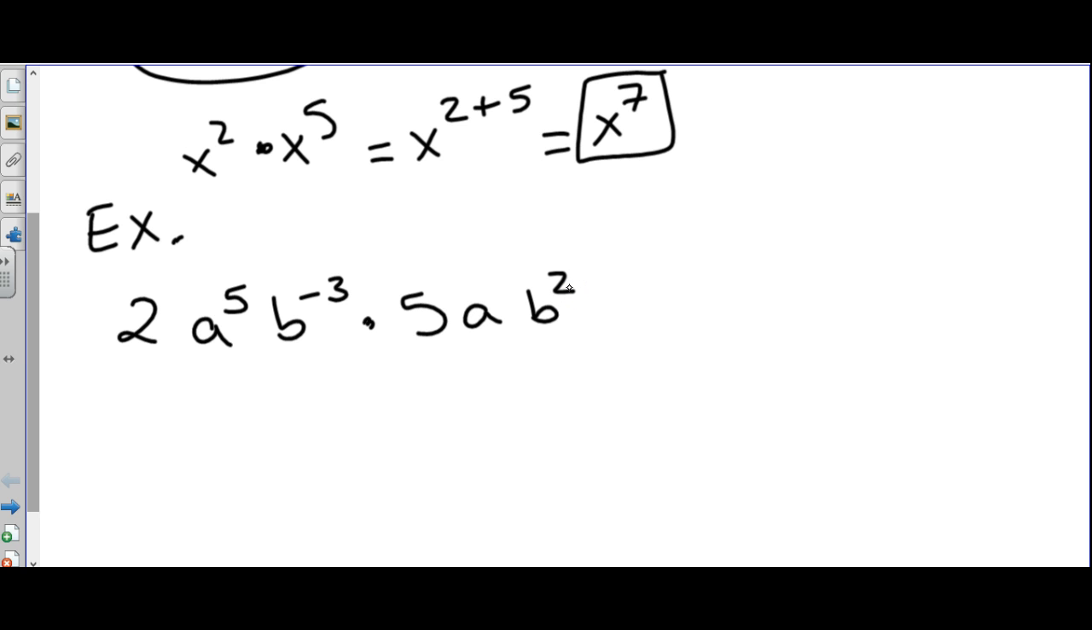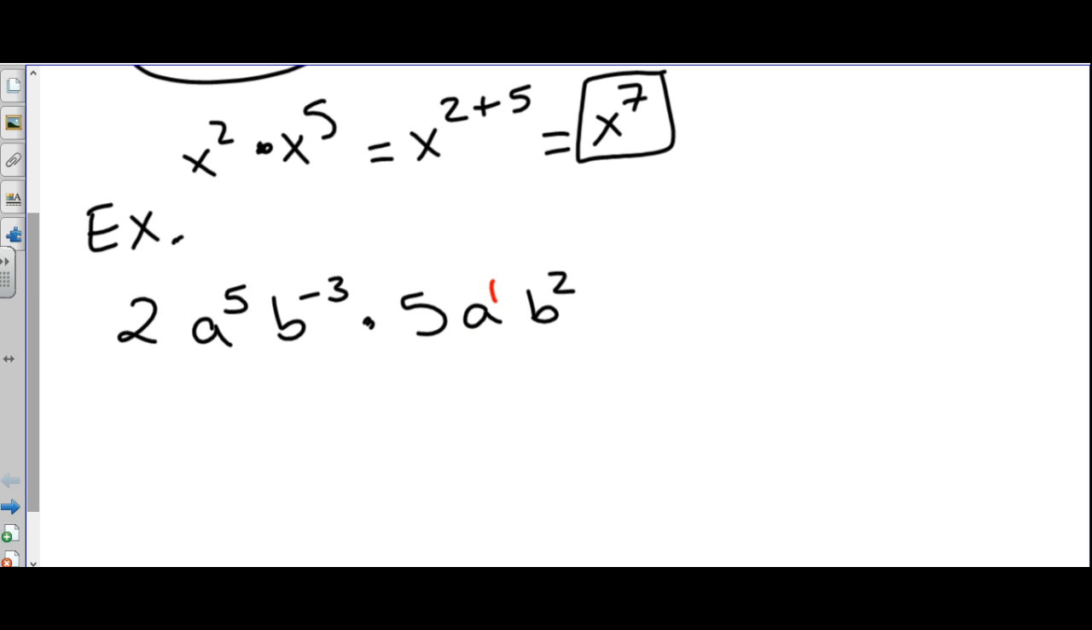So first of all, every variable needs an exponent. The first a has its 5, b has a negative 3. The second a doesn't have anything written in its exponent spot. When that happens, we know that there is an invisible 1 in that exponent spot. So we need to write that in. And then b already has an exponent.